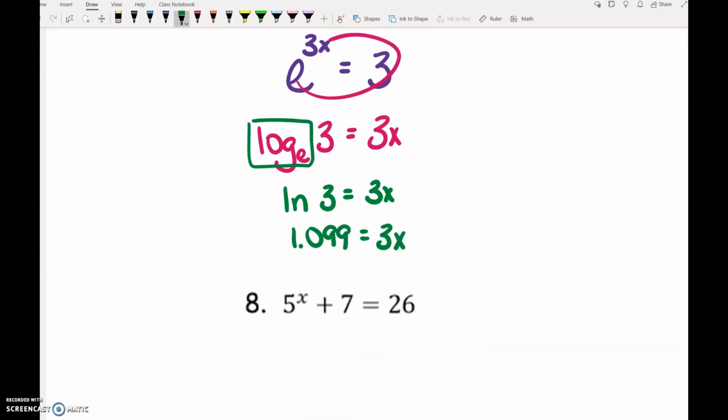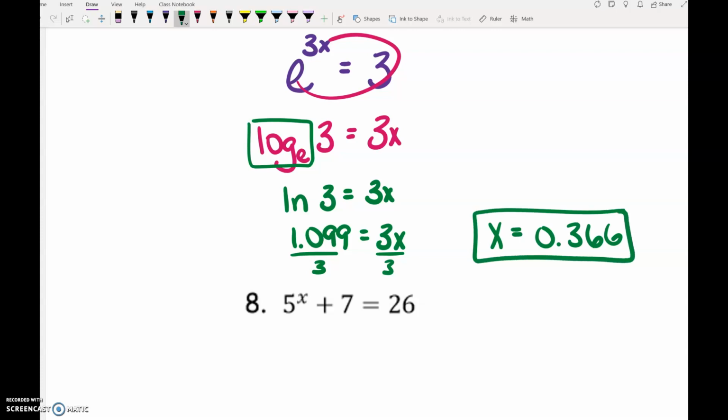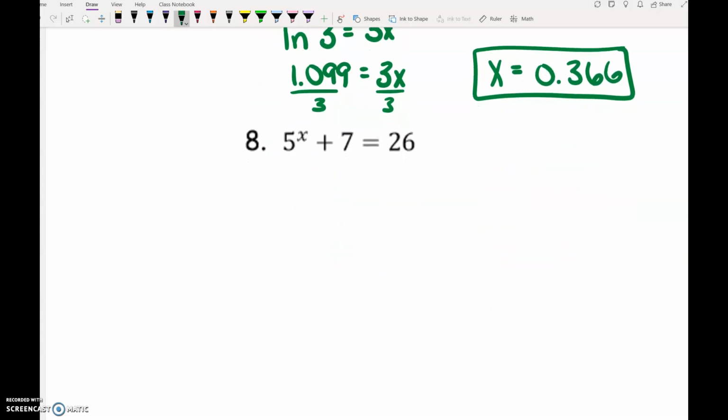How do we finish solving this one? Divide by 3. So I believe the answer you should get is 0.366. Okay, we're skipping number 7. Be brave. Try number 8 on your own.